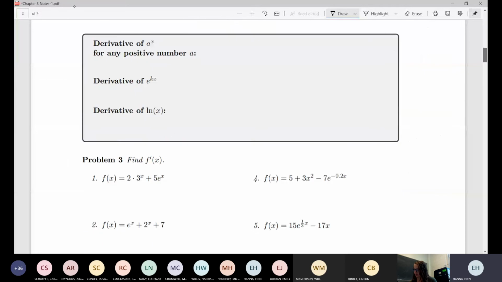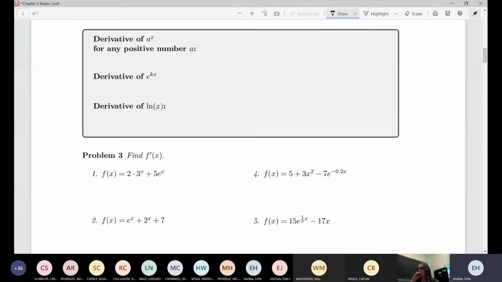So our next set of rules. So the derivative of a to the x. Now notice in the one beforehand I had written variable to a number. This is number to a variable. Very different, completely different rules. So if we want to take the derivative of some a to the x, this is equal to the natural log of a times a to the x. This is the grossest rule we have, in my opinion.